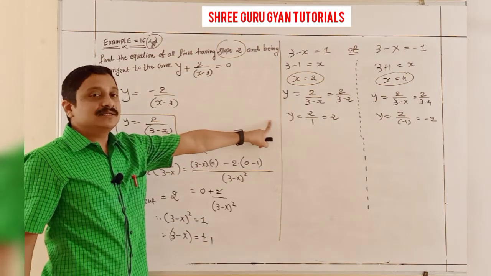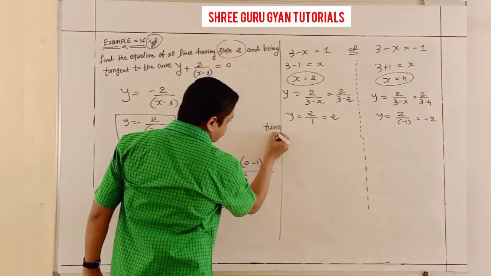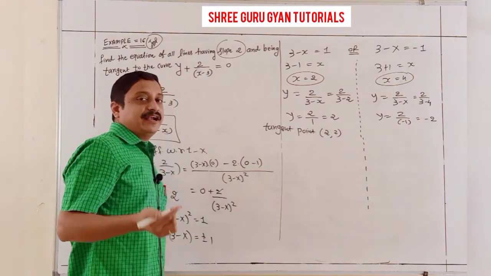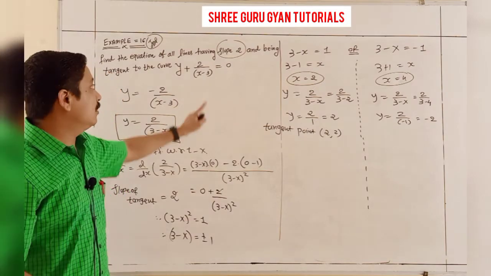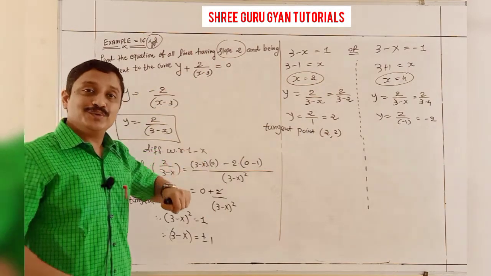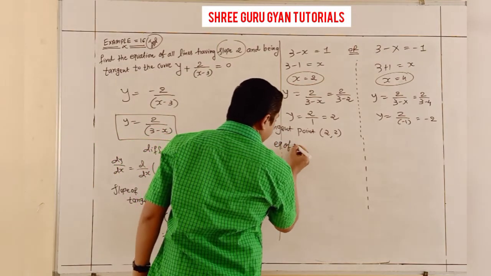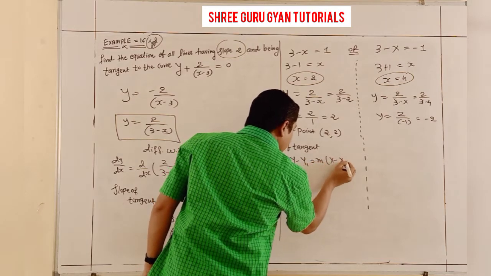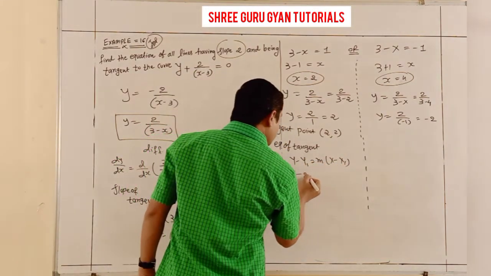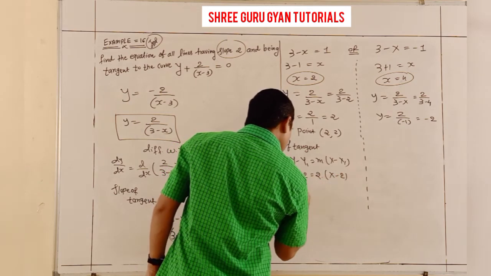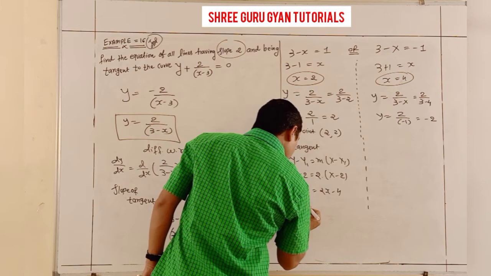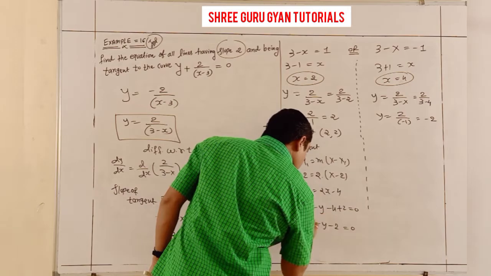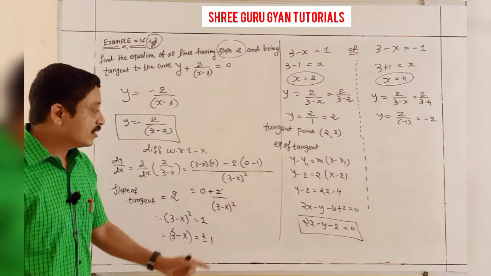Now I get the final values. I want the equations with slope 2 and passing through those points. So here, students, the tangent point is 2, 2, and I derive the equation of the tangent having slope 2 passing through 2, 2. So the equation of the tangent is y minus y1 equals m times x minus x1. y1 is 2, slope 2, you get 2x minus 4. So 2x minus y minus 4 plus 2. It's happily done. This equation: 2x minus y minus 2 is equal to 0.